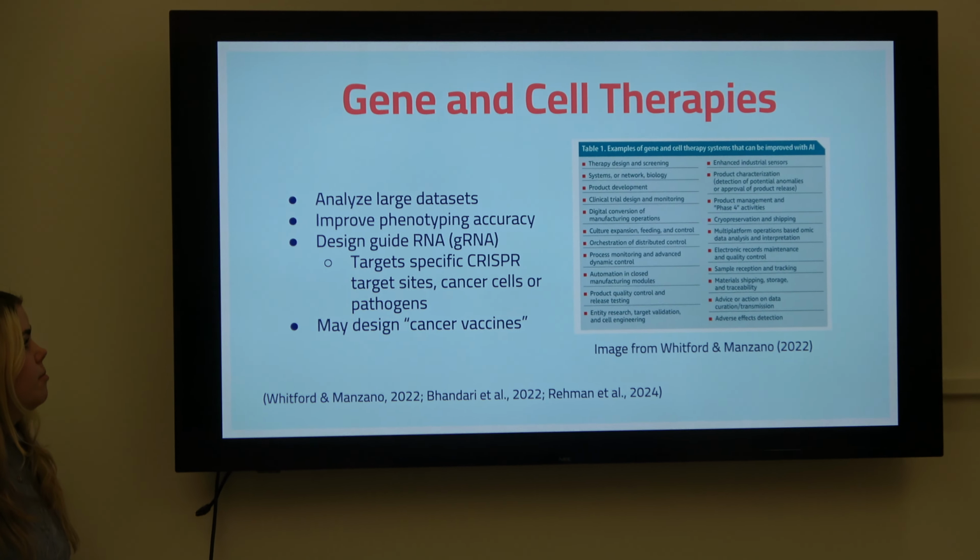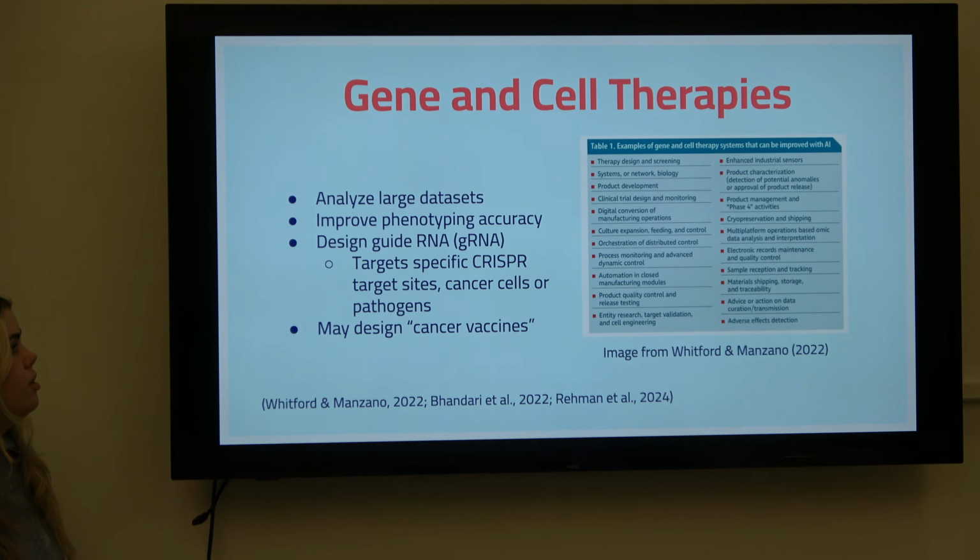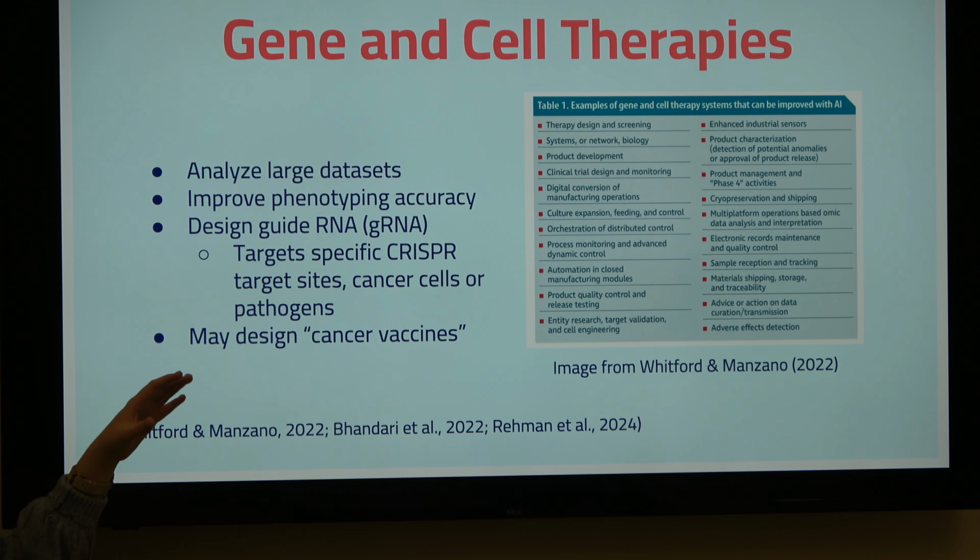And AI has actually been used to design guide RNA to target specific CRISPR sites for gene editing, for cancer cells, to edit cancer cells and pathogens. And it has even been used actually to design cancer vaccines, so mRNA vaccines that target cancer cells.